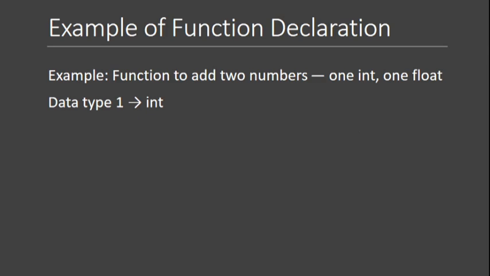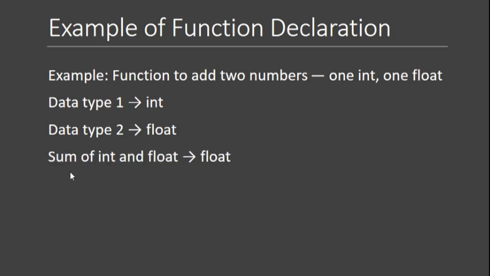Example of function declaration. I'm explaining through an example here. A function to add two numbers, one is an integer value, and I'm taking the other as a float value. So the first data type is integer, the second data type is float, and the sum of an int plus a float will give us a float as result. So that's why I'm declaring float here, and sum is the function name, float is the return data type, sum is the function name, and int a comma float b. These are the parameters or arguments. Okay?